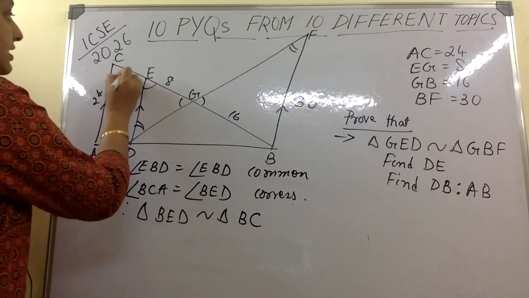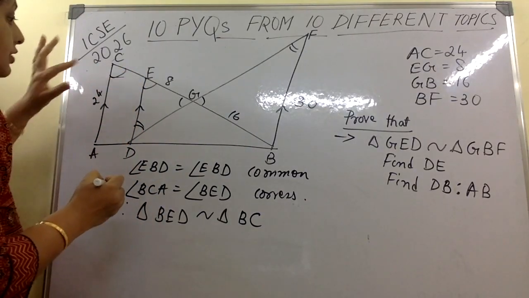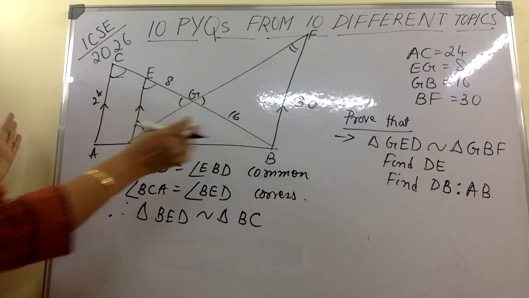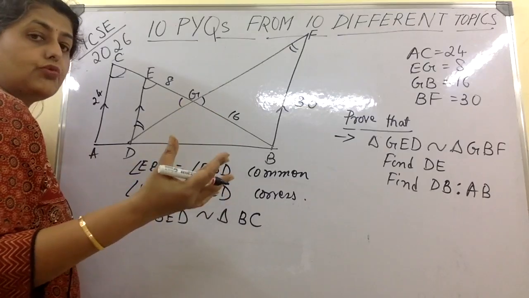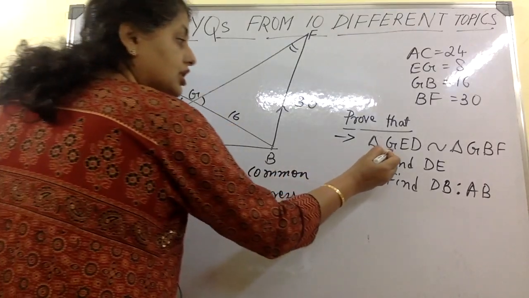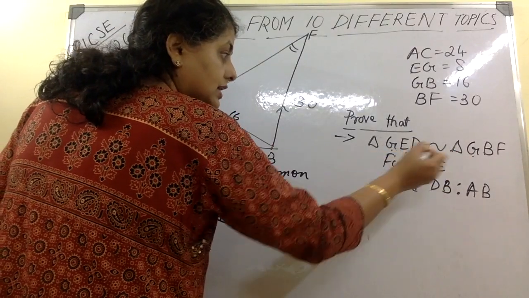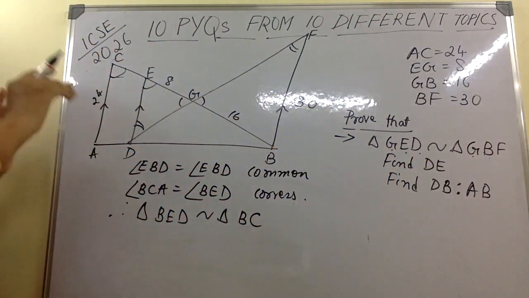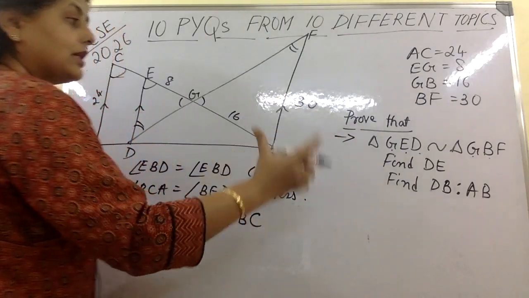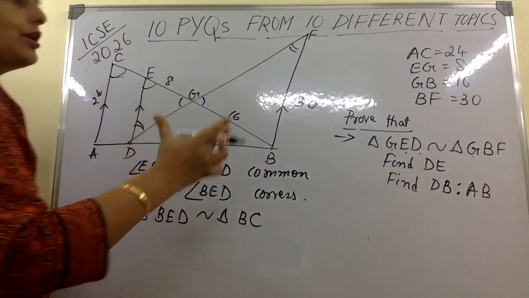Okay, remember this naming system in similarity. Sometimes they just give you a name like this, two triangles, they are similar, and they'll give you a statement. From it you should know which are the equal angles: angle G is equal to angle G, angle E will be equal to angle B, and angle D will be equal to angle F. If they give a statement like that, from that we can find the corresponding sides and the corresponding angles.